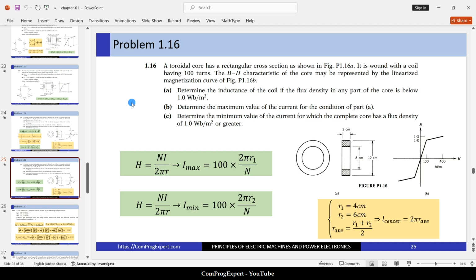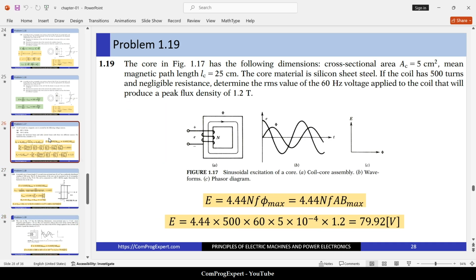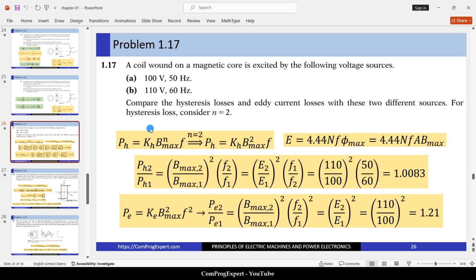Let's go for the next problem. Problem 17. So here we have problem 17. A coil wound on a magnetic core is excited by the following voltage sources. We have two cases. For the first experiment, we apply 100 volt.